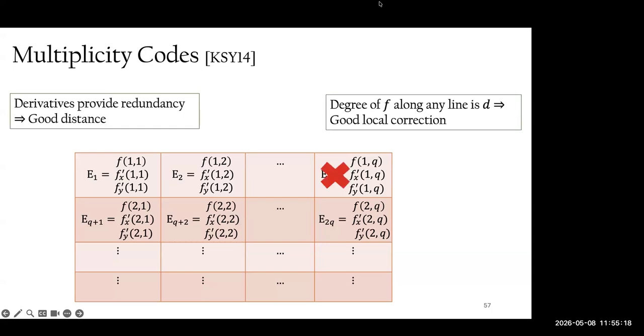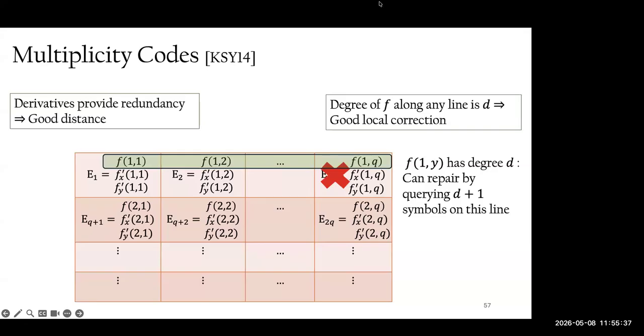To show you why that is the case, let's take the example that we lost E_q, the symbol in the first row. Let's look at the first row in particular, highlighted in the green rectangle. We have the evaluation of f, the bivariate polynomial, at points (1, 1), (1, 2), all the way to (1, q). I can think of these evaluations as evaluations of a univariate polynomial f(1, y). Because the overall degree was d, this polynomial also has degree d. So if I get d plus 1 points in this row, which are d plus 1 evaluations of this univariate polynomial, I can compute f(1, q).